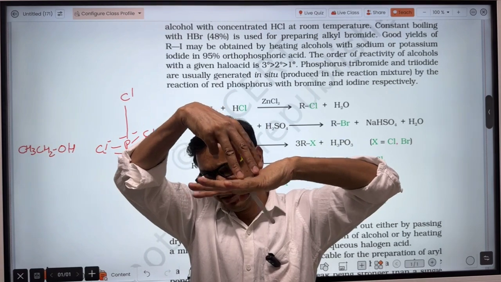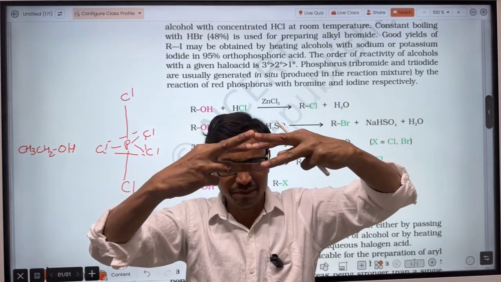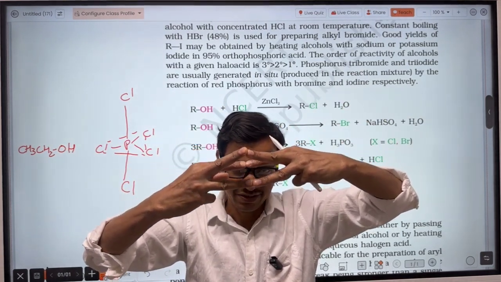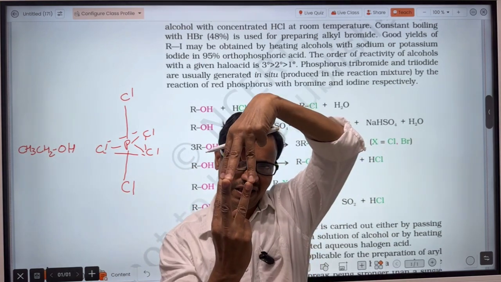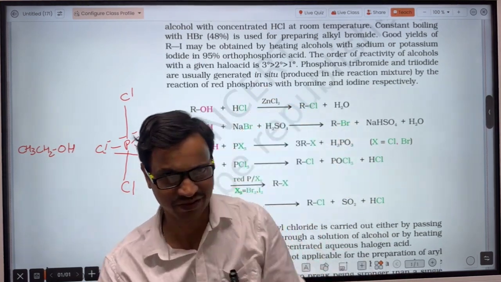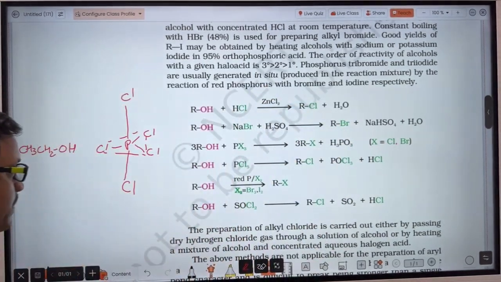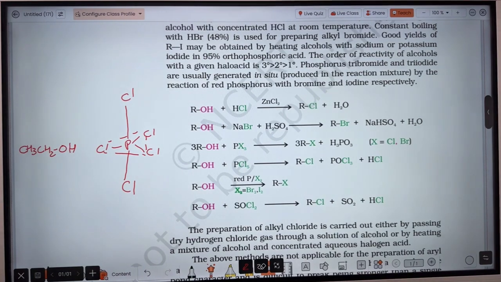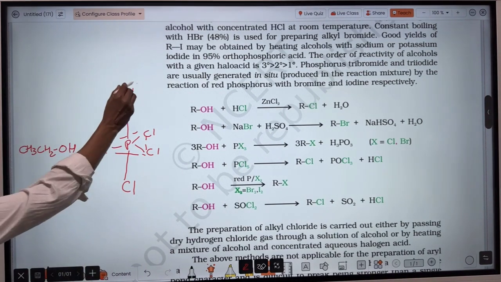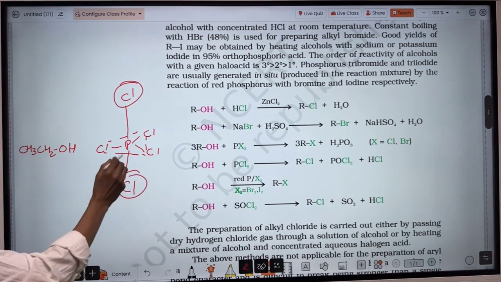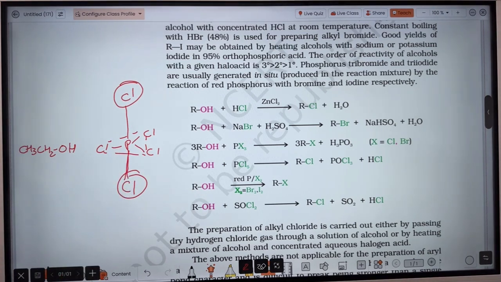So two pyramids joined together, of which the base will be a triangle. So the shape will be called trigonal bipyramidal. Of this trigonal bipyramidal geometry of PCl5, the chlorine atoms which are above and below will have greater bond length, so bond dissociation enthalpy will be less.